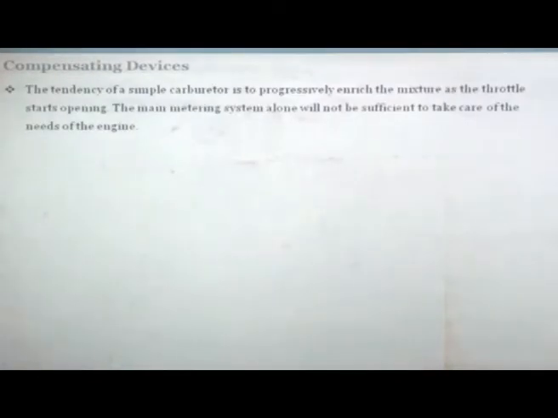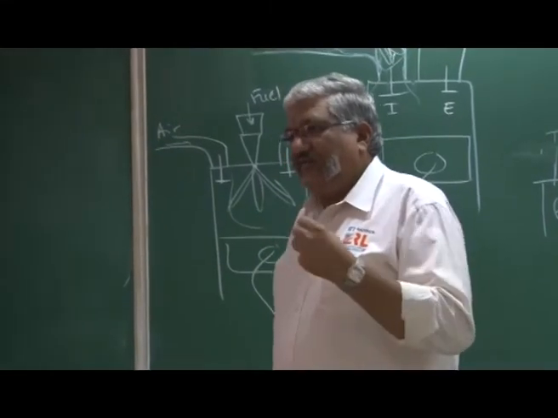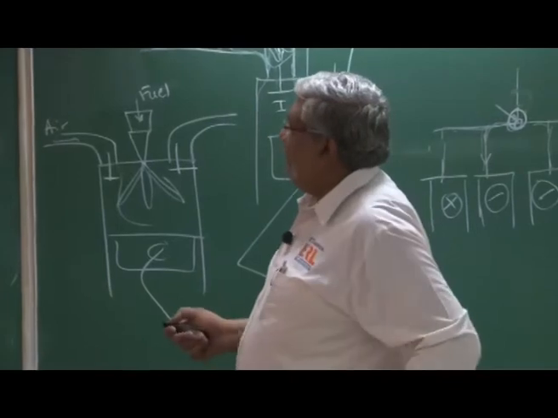Now, let us look at compensating devices. You need to compensate for changing conditions. The tendency of a simple carburetor is to progressively enrich the mixture as the throttle is opened. The more throttle you pull, the more fuel quantity will be put in. So with a simple carburetor, a richer mixture is provided when the throttle is open maximum, the most rich mixture.